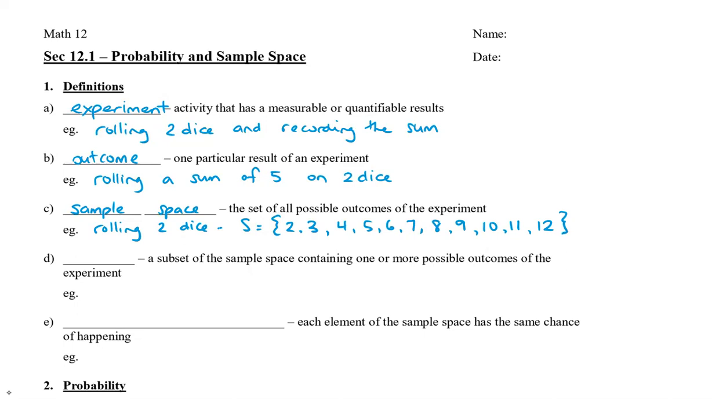All right, the next is a subset of the sample space containing one or more possible outcomes of the experiment, and that is called an event. So, for example, let's say that we're looking for a specific event, and that event is that we want to roll an odd sum with 2 dice.